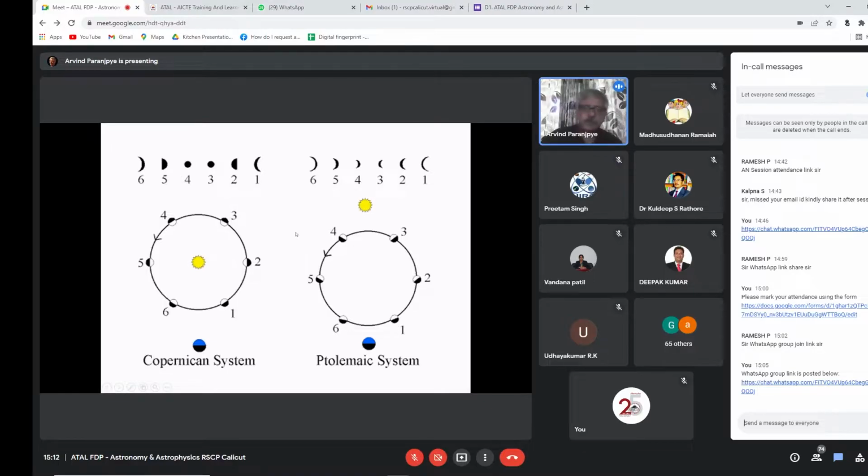Whereas in the Ptolemaic system, in which Earth is at the center of the universe and planets are going around, you will never see Venus something like this. It is a disk like this. It will always be a crescent shape, and through your telescope you should see Venus always as a crescent shape. And this is exactly what Galileo went on to discover.